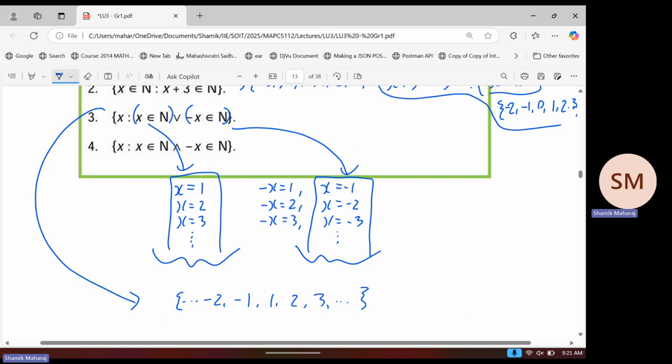You could put the symbol, or you could just write this open bracket, close bracket, whatever you prefer.